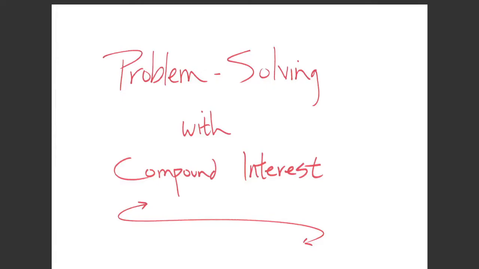Today is Friday, April 3rd, and I wanted to do a little workshop on problem solving with compound interest. We had seen the basics of compound interest in our previous lecture, and then we had a little video showing how you can compare investments using the idea of the effective interest rate.